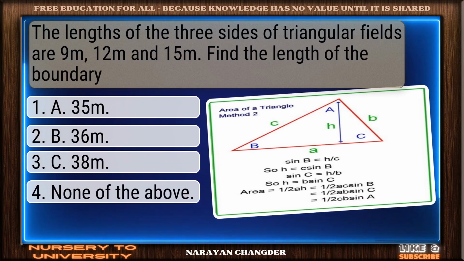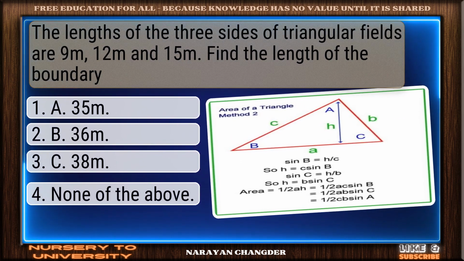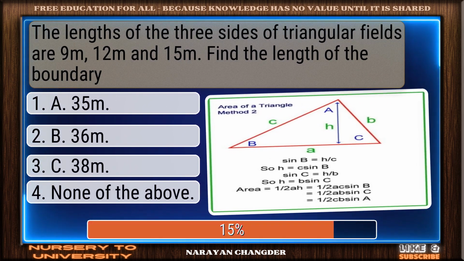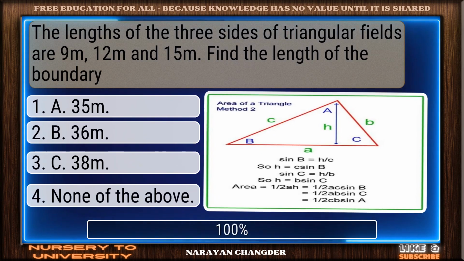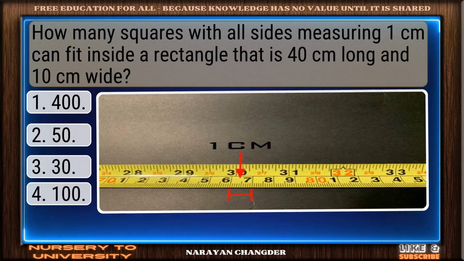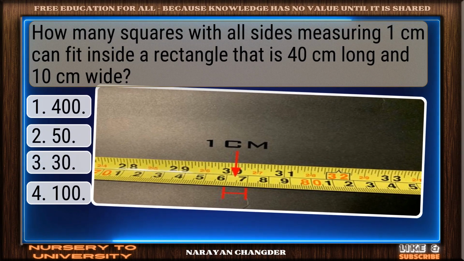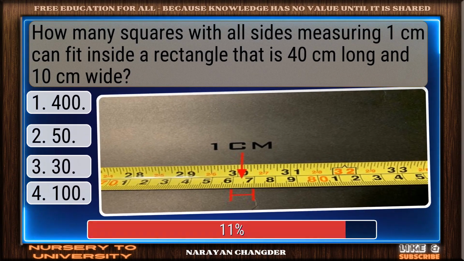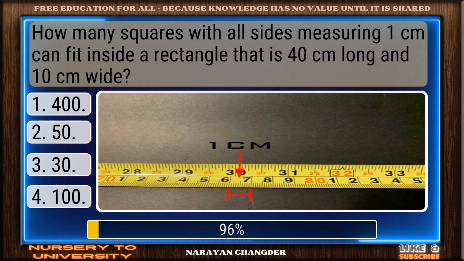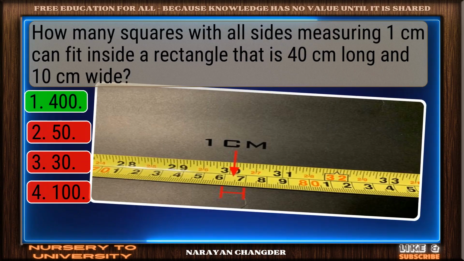The lengths of the three sides of a triangular field are 9 m, 20 m and 20 m. Find the length of the boundary. Correct. 49 is the right answer. How many squares with all sides measuring 1 cm can fit inside a rectangle that is 40 cm long and 10 cm wide? Well reasoned. 400 is the correct choice.